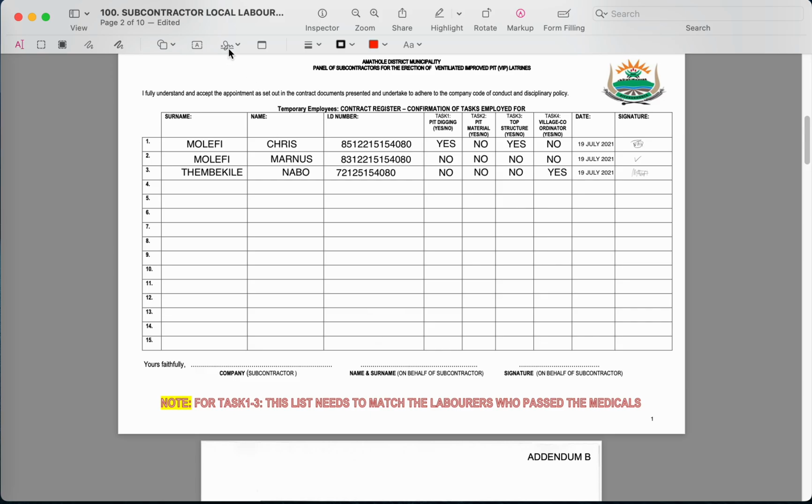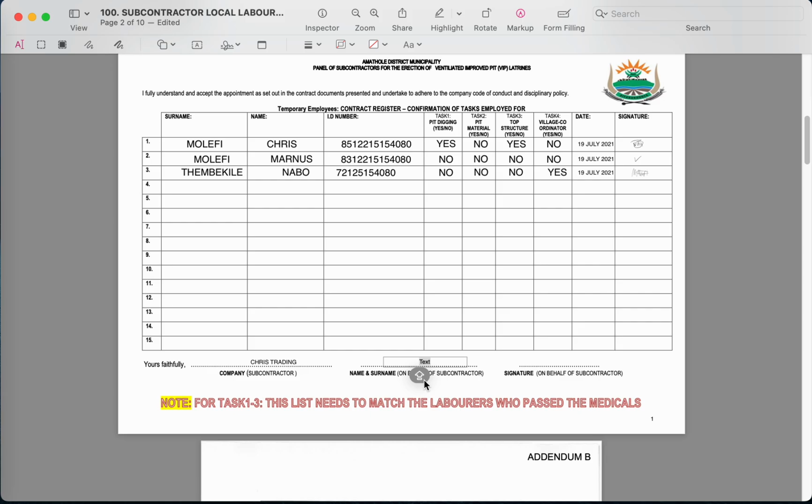And then as a contractor, let's say the name of the company, I'm just going to make an example, let's say it's Chris Trading. Chris Trading is our company, and then we write the name and surname of the individual, the representative of the contractor.